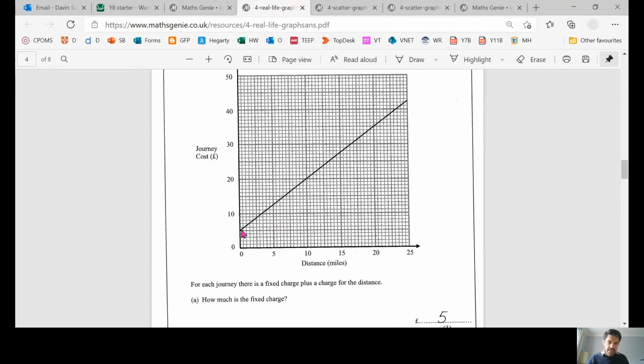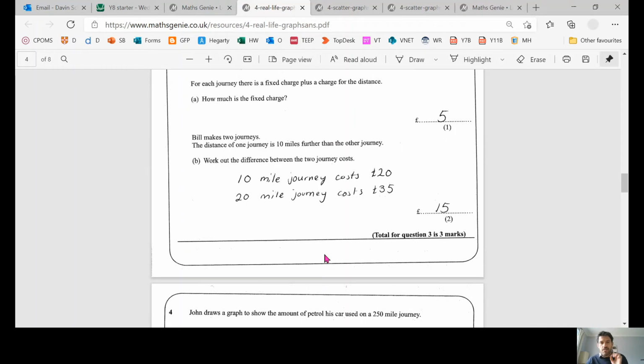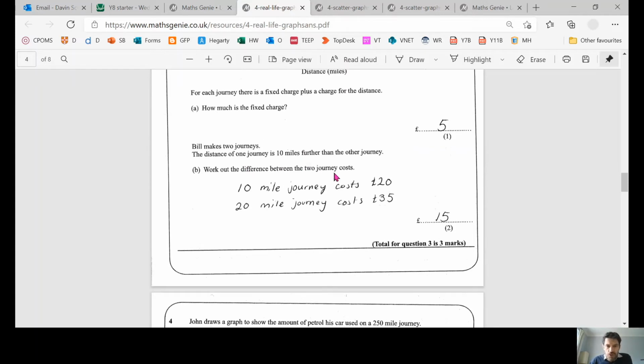Likewise, if a taxi didn't have a standing charge, then I could just nip round the corner. Can I get a taxi from here to my bedroom, please? And they would make next to no money. So that's why I have a standing charge. Bill makes 2 journeys. Cool, Bill. The distance of one journey is 10 miles further than the other journey. Work out the difference between the 2 journey costs.